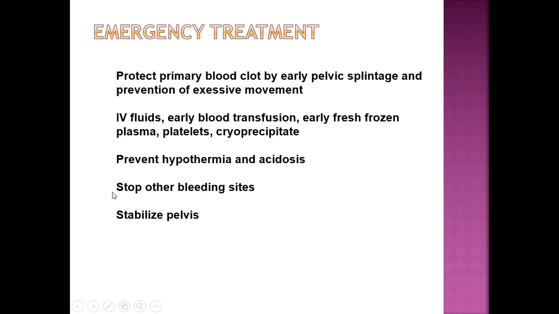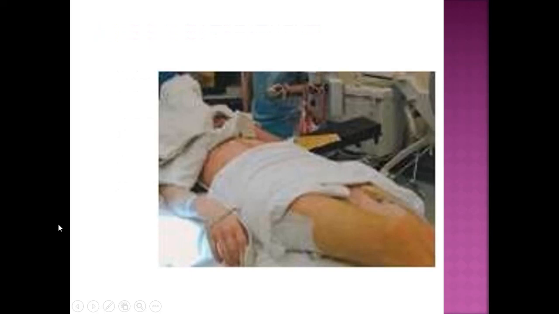Stop other bleeding points, like if there is a bleeding wound on the leg or arm, just apply a bandage and then stabilize the pelvis. This is a pelvic belt. We just apply a bed sheet to the patient from one side and the other side, or if a leather belt is available, it can be tied from side to side.